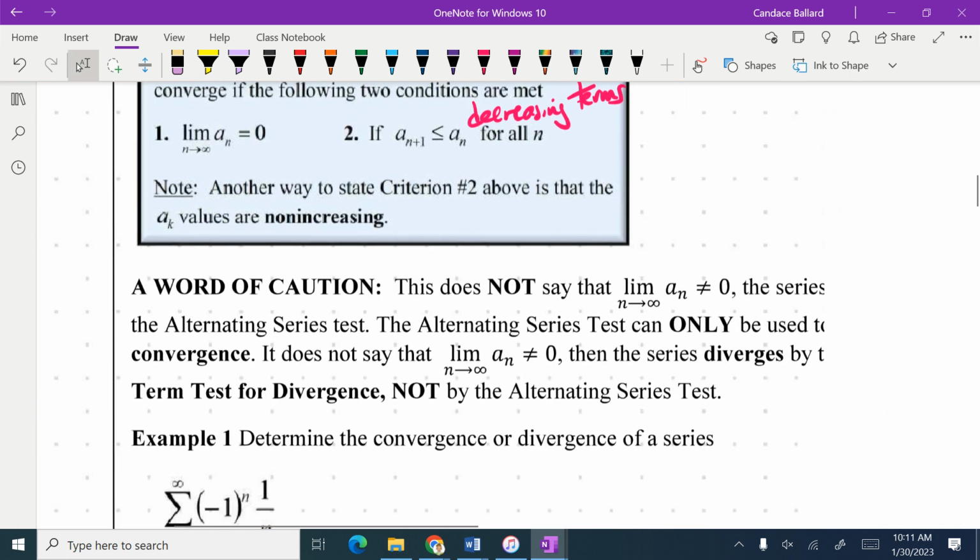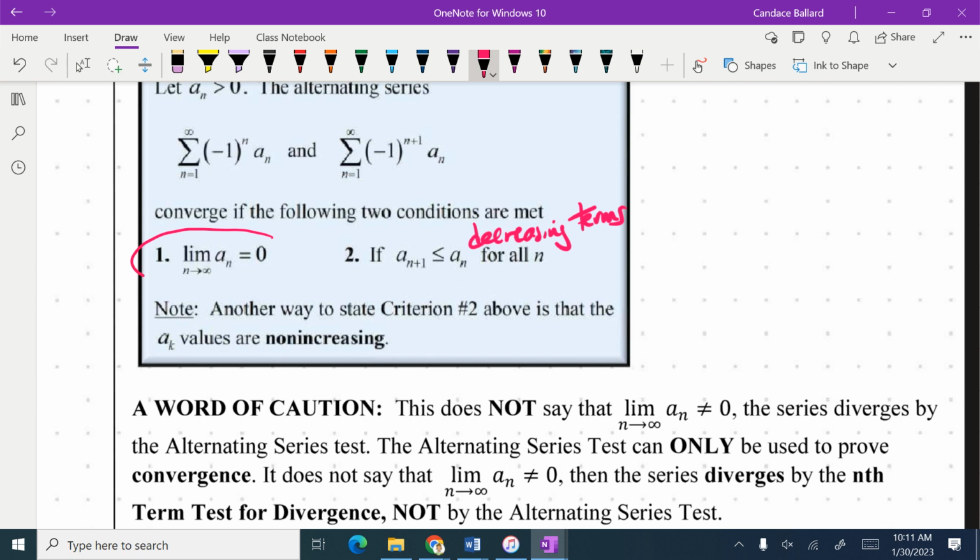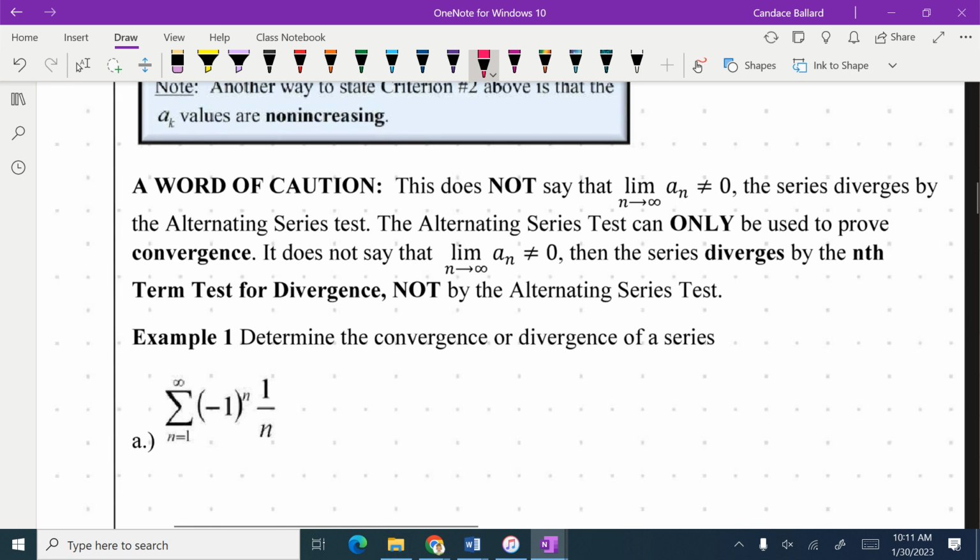Alternating series test doesn't show divergence. Okay, if you put it into here, which isn't that the nth term test right there? If I put it into there and it doesn't equal 0, it does diverge, but it diverges by nth term, not by alternating series test. So if you ever see one of the multiple choice questions that says diverges by alternating series test, you know that that's not true. You can never diverge by alternating series test.